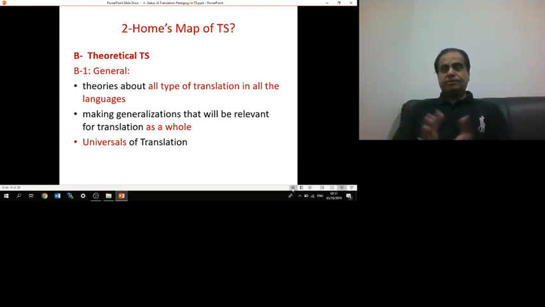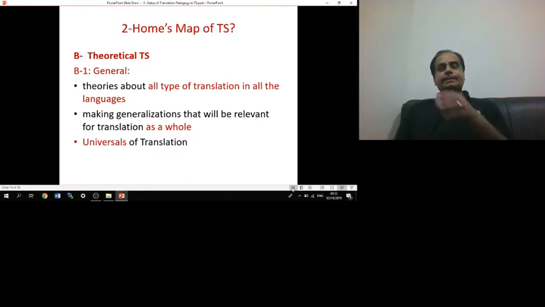So this is a general theory of translation, making generalizations that will be relevant for translation as a whole. These are also known as universals of translation. There is a very simple universal of translation: that every language can be translated. It looks very simple, but if you discuss this in detail, you find that there are a lot of details associated with this.